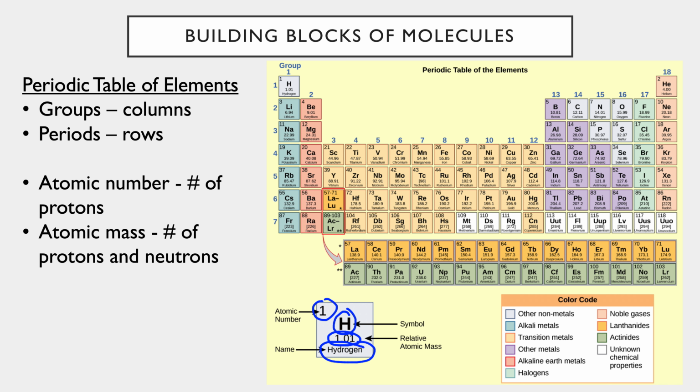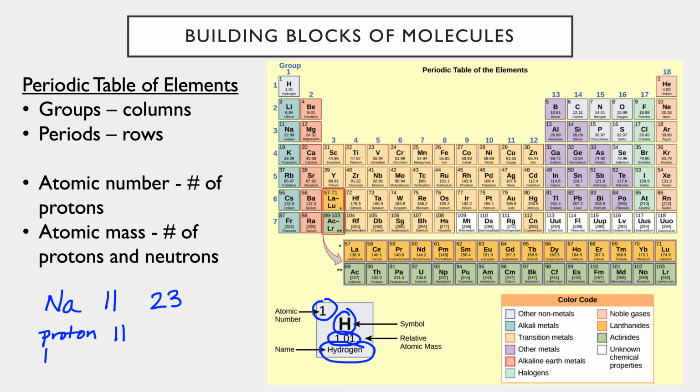For example, sodium's atomic number is 11, and its atomic mass is 23. The number of protons is the same as the atomic number. So since sodium's atomic number is 11, the number of protons it has is 11.